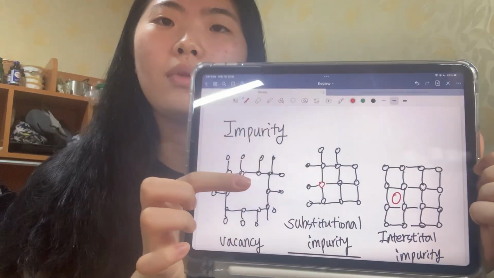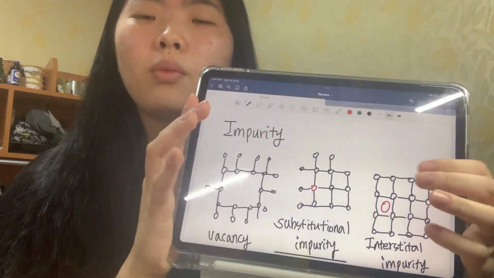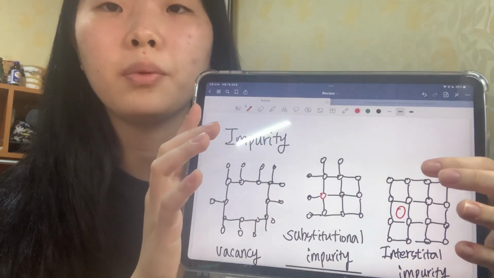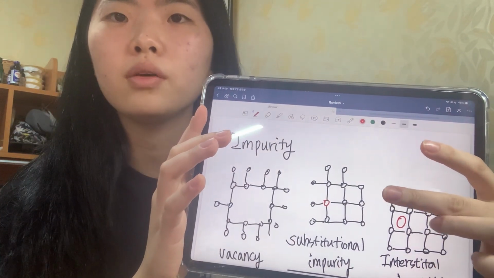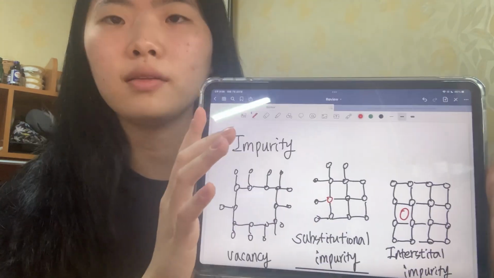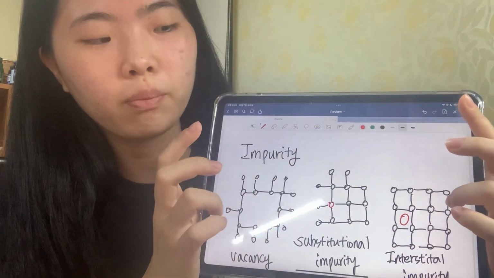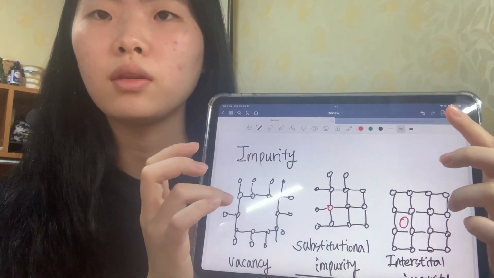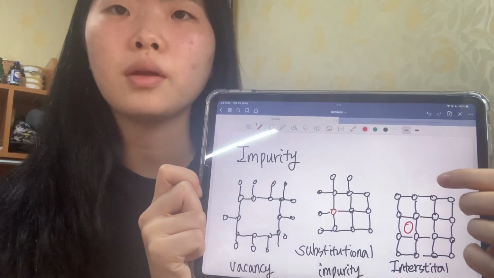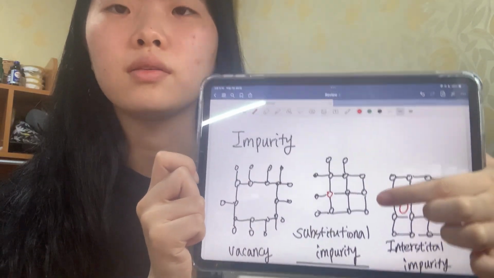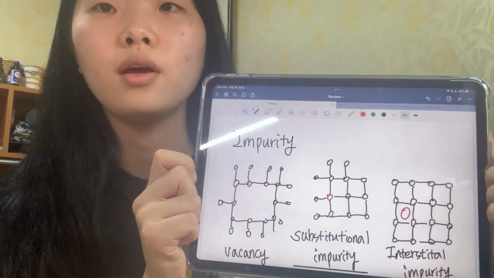Then we use substitutional impurity the most to make semiconductors because it works very well, better than the other two. So in semiconductors we use this substitutional impurity.